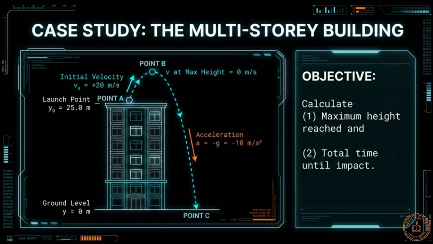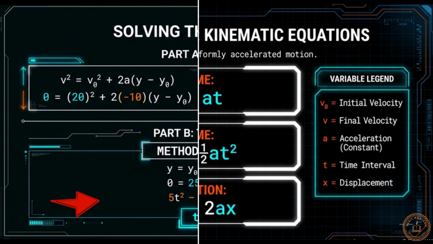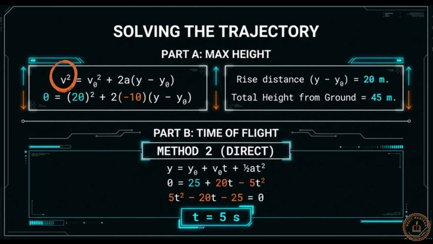Now, before we start plugging in numbers, here's a crucial question that will make solving this way easier. At the absolute peak of its flight, its maximum height, what is the instantaneous velocity of the ball? Think about it. So let's break this down using that key insight. First, to get the max height, we use our third kinematic equation, the one without time. We set the final velocity to 0, plug in our initial velocity and acceleration due to gravity, and solve. Boom! The rise distance is 20 meters. Add that to the building's height, and you get a total max height of 45 meters.